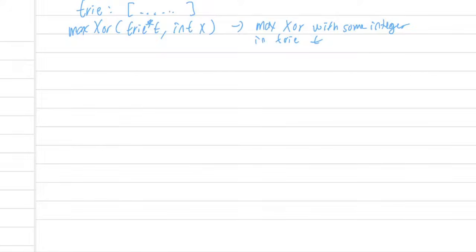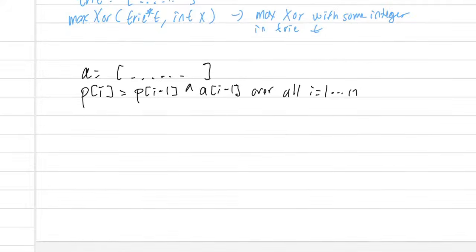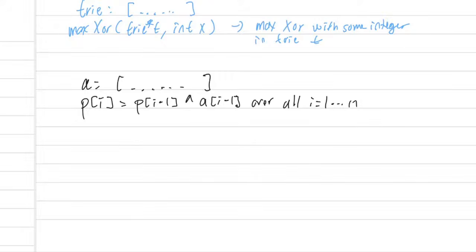And so now going back to the problem, say you have an array called a, and you want to select some subarray such that the XOR is max, right? So how do you get the XOR of a subarray? Well, we can get the prefix XOR array, right? So consider this array P of i equals P of i minus 1 XOR A of i minus 1, for i from 1 to n. And so what is the XOR of our subarray?